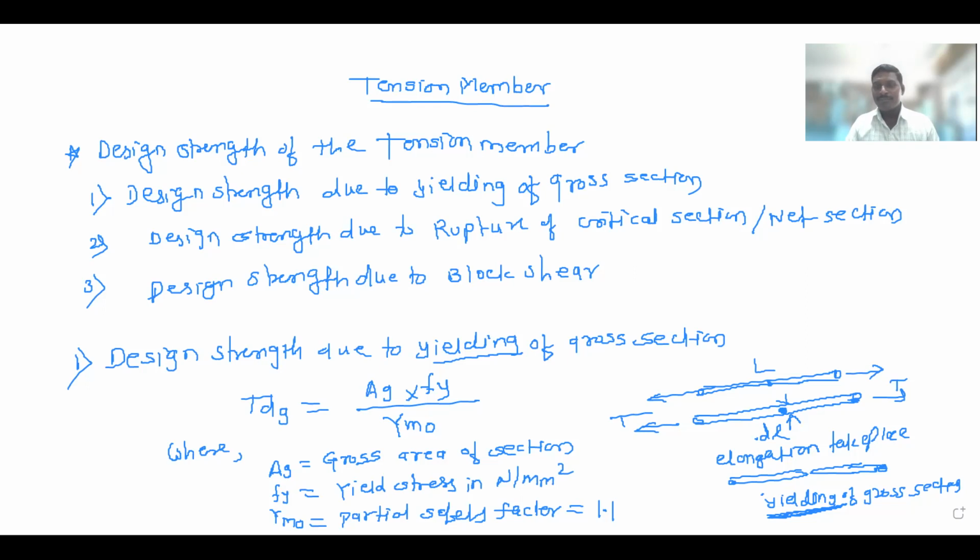Got it, everyone? Yes sir. Okay. So this is the first failure, and that is the first design strength due to yielding of cross section. Okay, so we will move to the next, that is the second design strength.